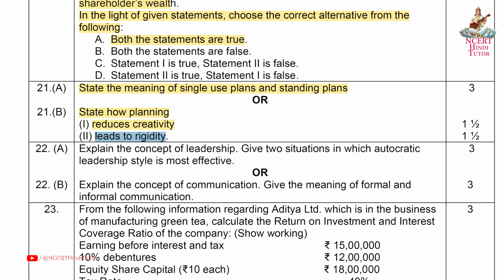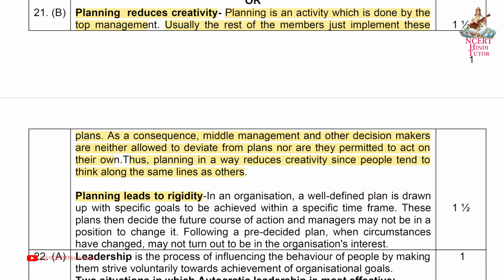Next, planning leads to rigidity. Answer. Planning leads to rigidity. In an organization, a well defined plan is drawn up with specific goals to be achieved within a specific time frame. These plans then decide the future course of action, and managers may not be in a position to change it. Following a pre-decided plan when circumstances have changed may not turn out to be in the organization's interest.